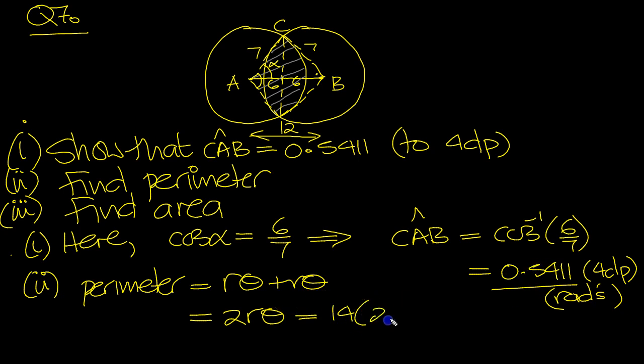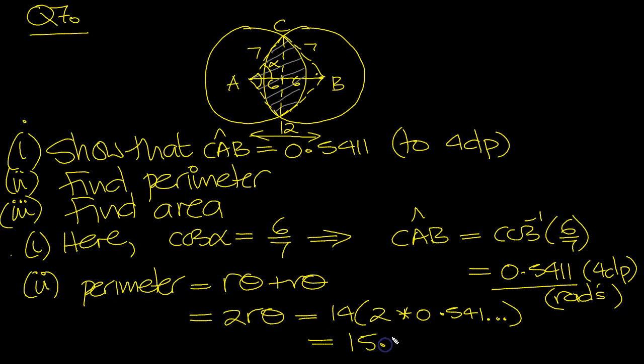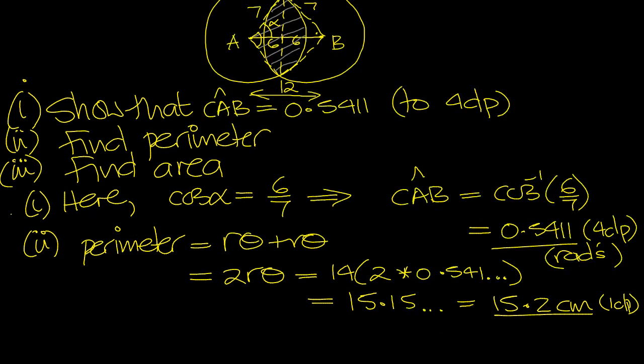Now theta is equal to 2 lots of this angle, because there's the angle there, and we just double it up to get this whole theta, 0.5411. So let's be accurate here. So 2 times this times 14, we're timesing it by 28 basically. So it's that times by 28. 15.15, which equals 15.2 centimeters, and that's to 1 dp. Okay, that's the perimeter.